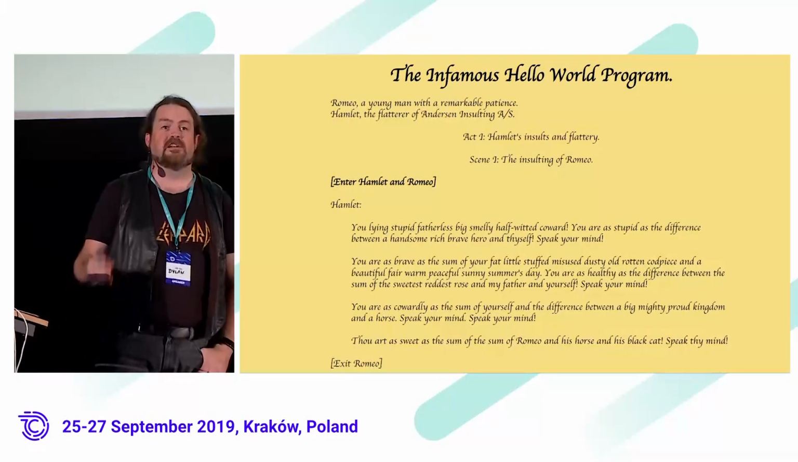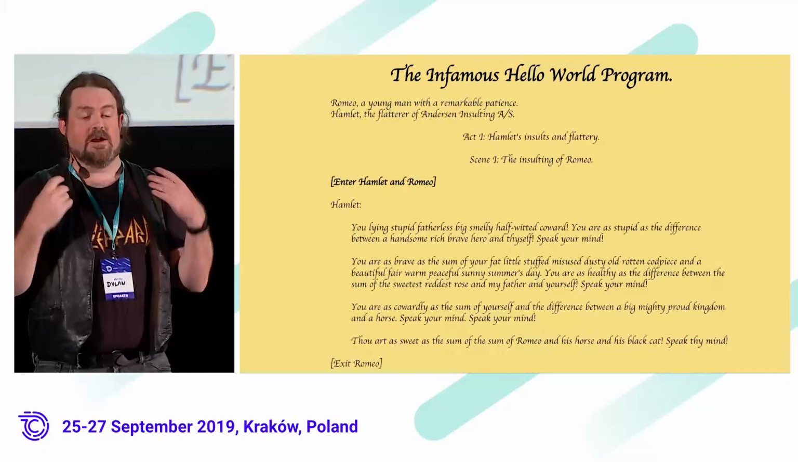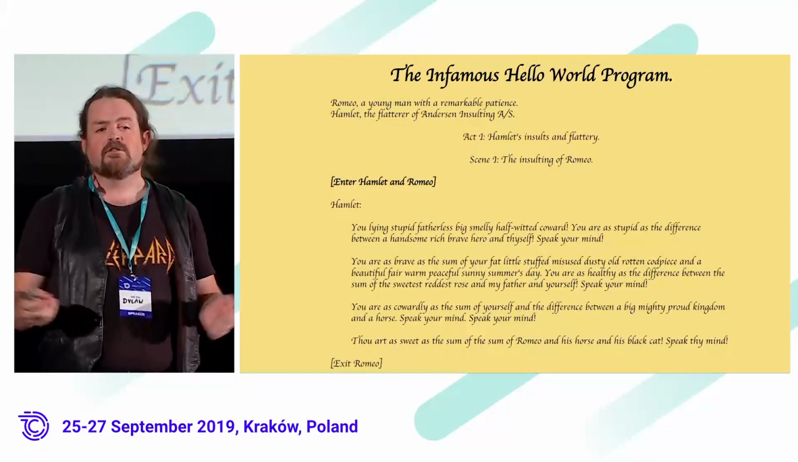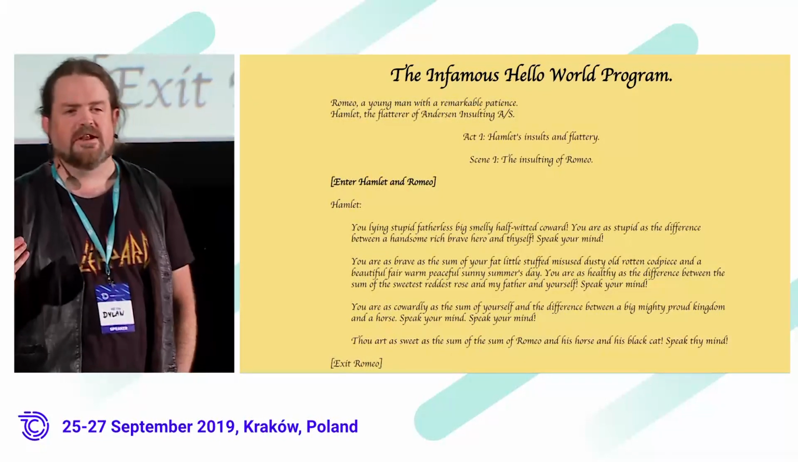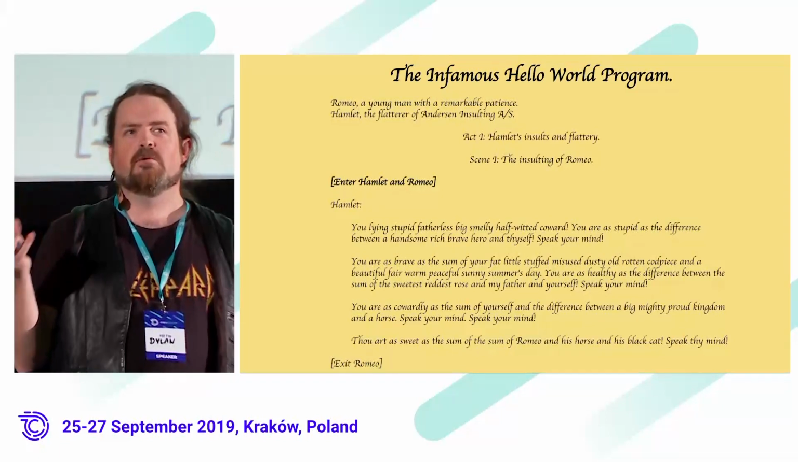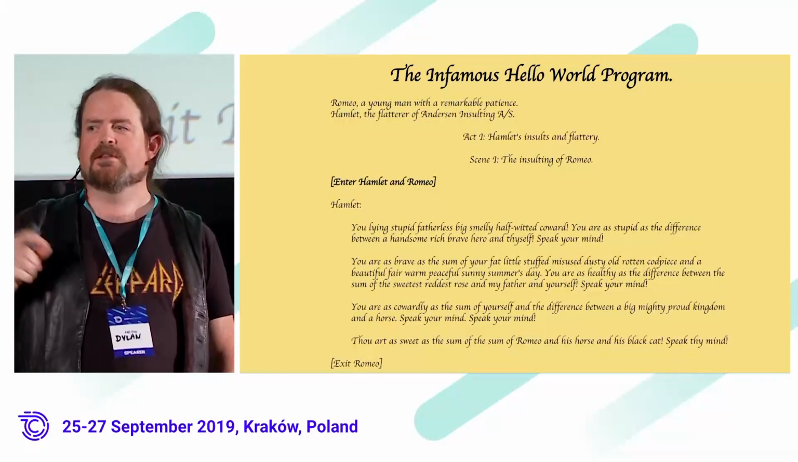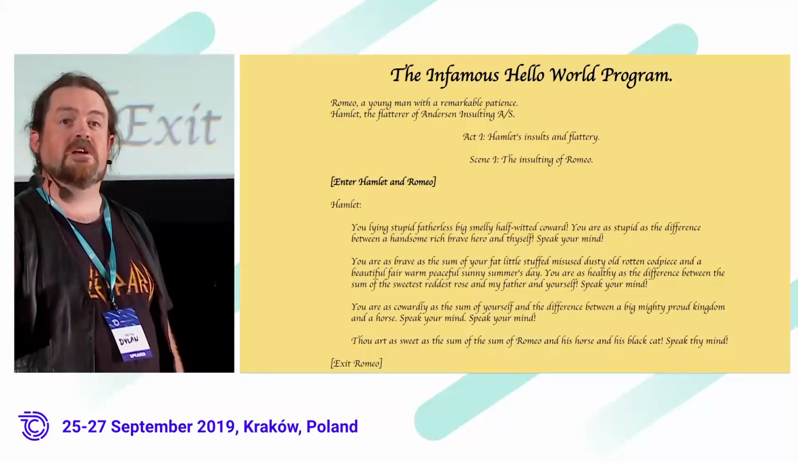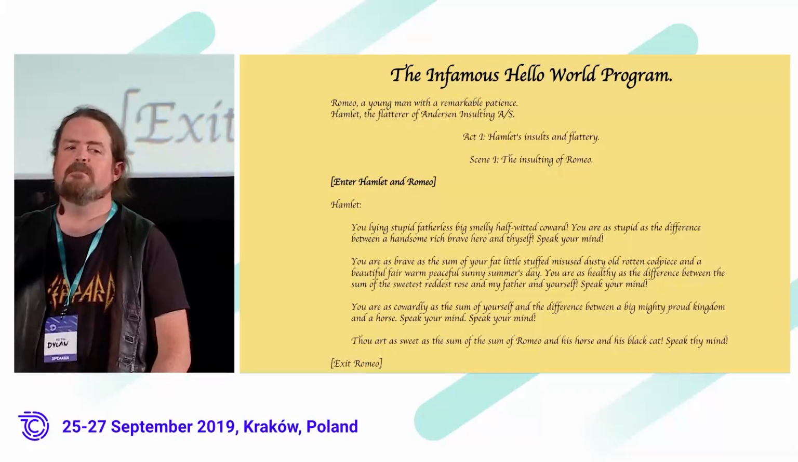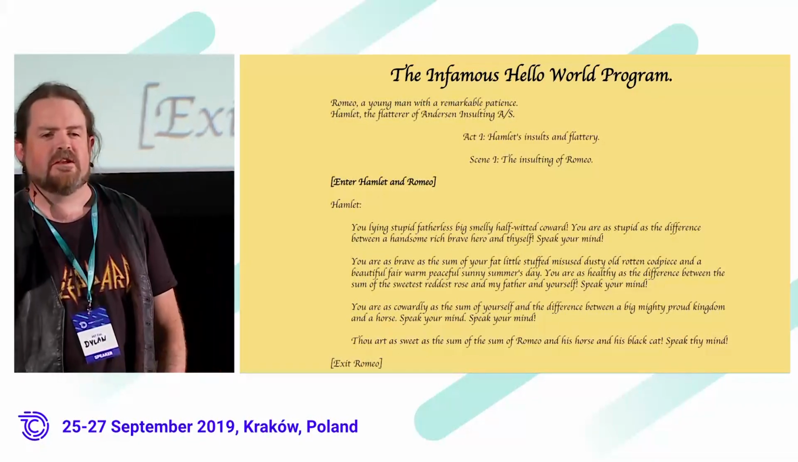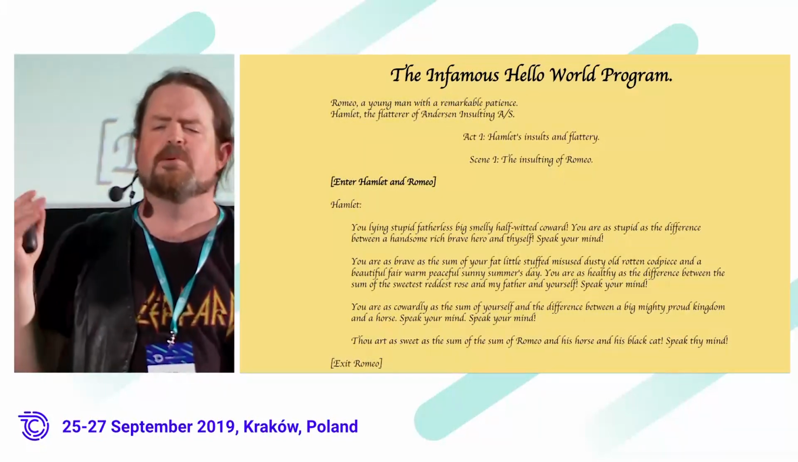This is Hello World in Shakespeare. Now, in Shakespeare, you have to introduce all of your variables, which have to be named after Shakespeare characters. So we have Romeo talking to Hamlet. Act 1, Hamlet's insults and flattery. Scene 1. Now, the way Shakespeare works is that adjectives put values into accumulators. Accumulators go into the variable represented by the person who's being spoken to, and speak your mind makes them output whatever their value is. So Hamlet says, "You lying, stupid, fatherless, big, smelly, half-witted coward, you are as stupid as the difference between a handsome, rich, brave hero and thyself.